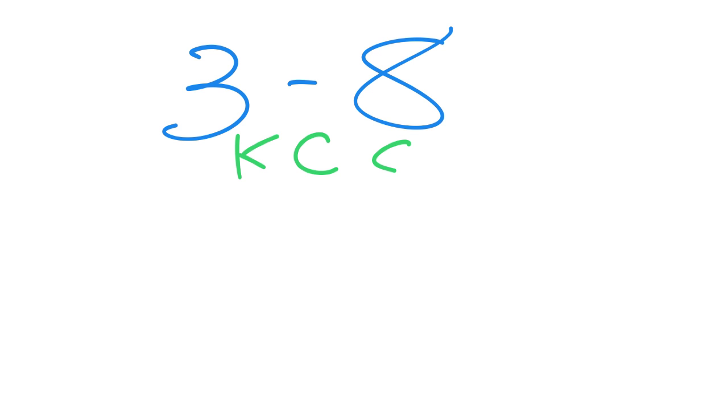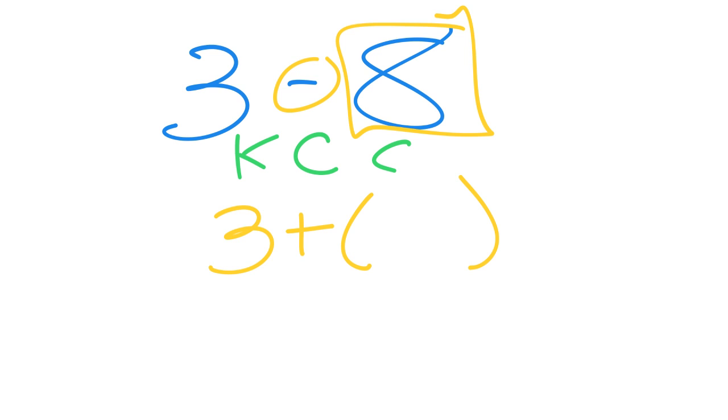So keep, change, bring down the 3. Again, I like to circle that or do something so I know what I'm doing with it. And then when I look at this last number here, I'm going to take the opposite of 8, which is negative 8. And again, I'll use a number line here.